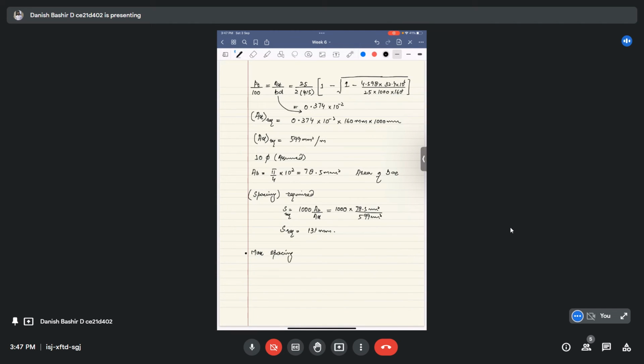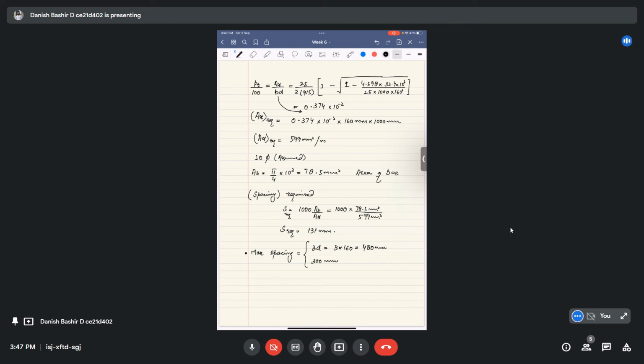We have to check these limits as well. It is 3D, 3 times 160, which is 480 mm, or 300 mm, whichever is less. So our value as per the moment requirement is far below these maximum spacing limits. So we can go with the spacing given by the moment requirement.